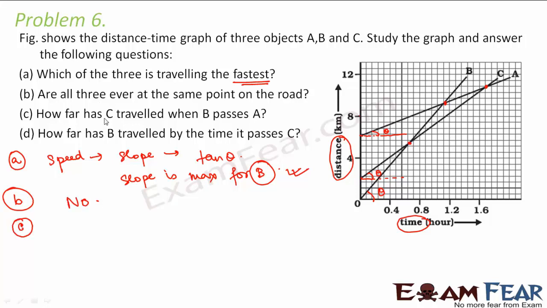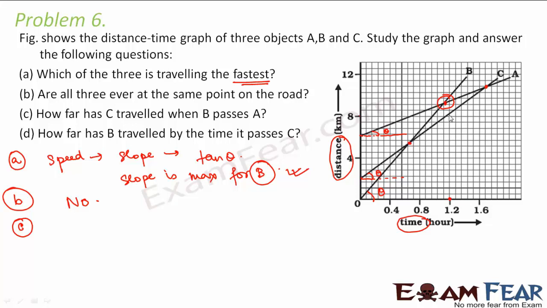Third one, how far has C traveled when B passes A? So which is the point where B passes A? This is B and this is A. So B passes A at this point. Right? So this is the point where B passes A. Now at what time does B pass A? At this time. So at this time, how far has C traveled?